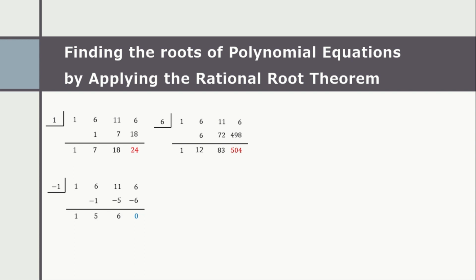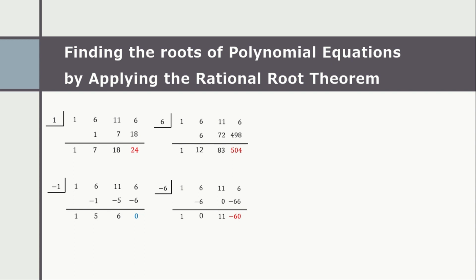Then 83 multiplied to 6 will give us 498. Then 6 plus 498 will give us a remainder which is equal to 504. The remainder is equal to 504. Therefore, 6 is not a root of the given polynomial equation. Then next is negative 6.